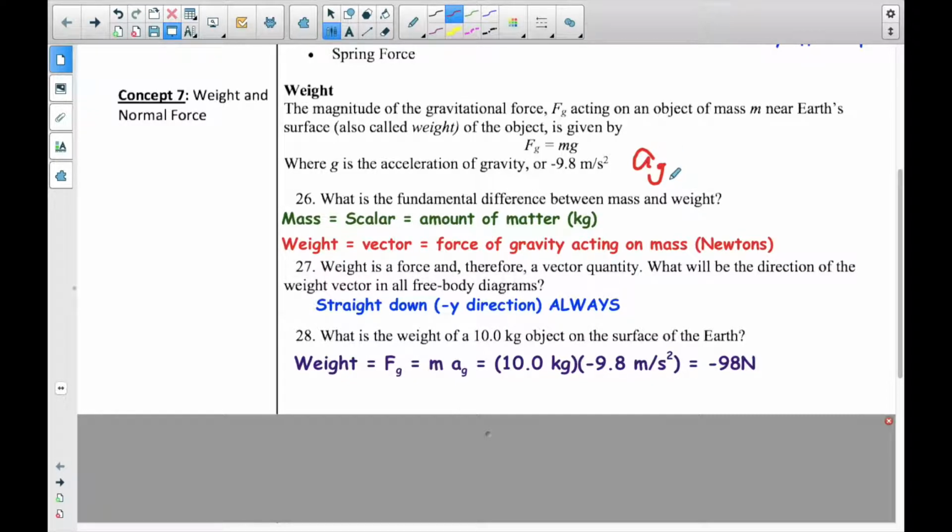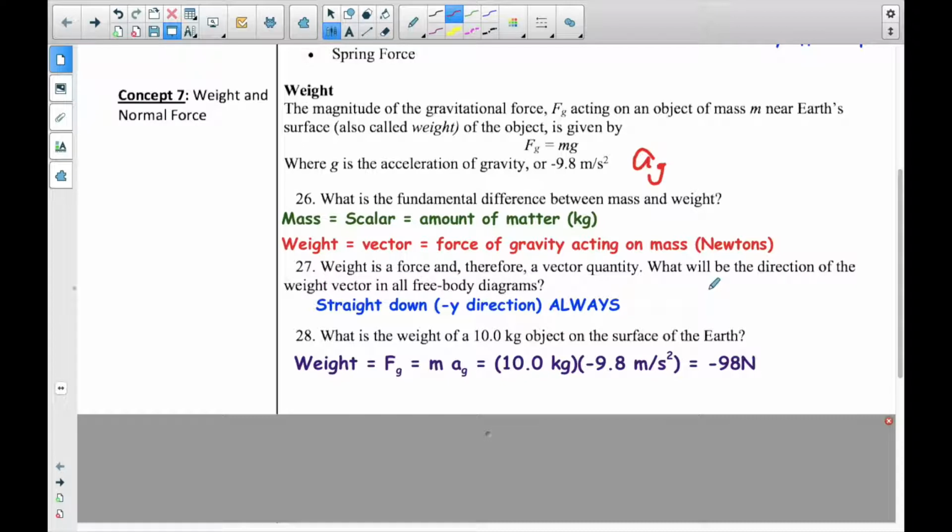Okay, the difference between mass and weight. Mass is a scalar quantity. It is the amount of matter, how much stuff you have, and it is measured in kilograms. Whereas weight is a vector. In other words, it has a direction, and when we talk about weight, we are talking about the force of gravity acting on a certain mass. So you in your body have a certain mass of kilograms, but when you add gravity to that, now you have an actual weight to it. Weight is a force and therefore a vector quantity.